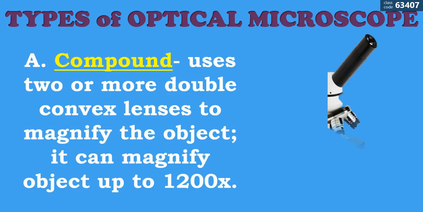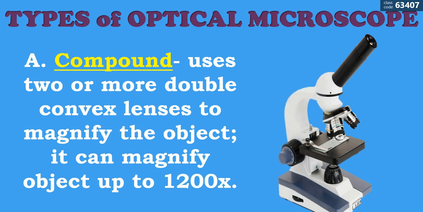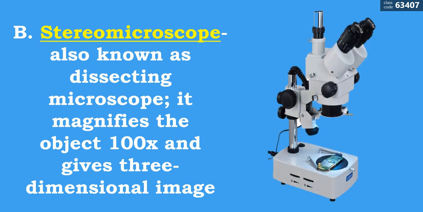Okay, so there are types of optical microscopes. First, we have the compound microscope or the compound optical microscope. It uses two or more double convex lenses to magnify the object. It can magnify an object up to 1200x. The next one is the stereo microscope. This is also known as a dissecting microscope. It magnifies the object 100x and gives a three-dimensional image.